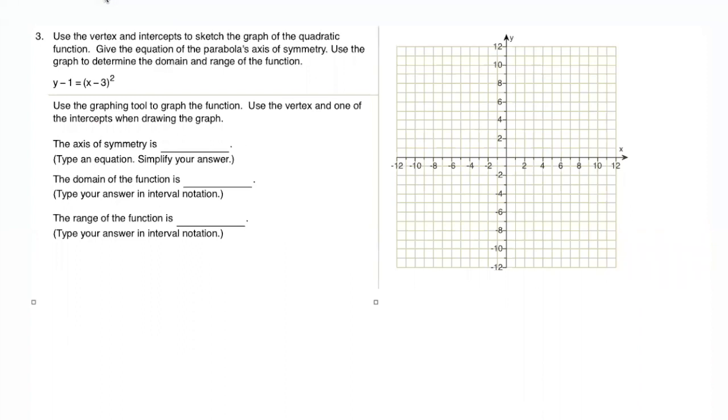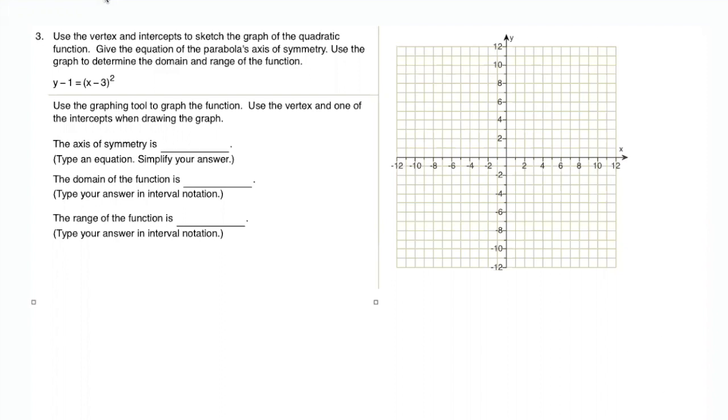Let's look at a MyMathLab example. This problem says use the vertex and intercepts to sketch the graph of the quadratic function. Give the equation of the parabola's axis of symmetry. Use the graph to determine the domain and the range of the function. Below the line, we have additional instructions.